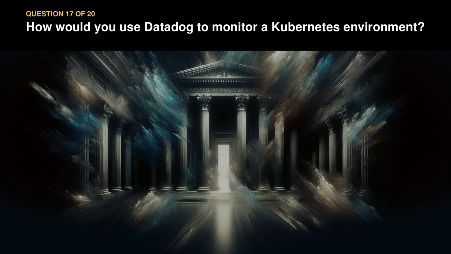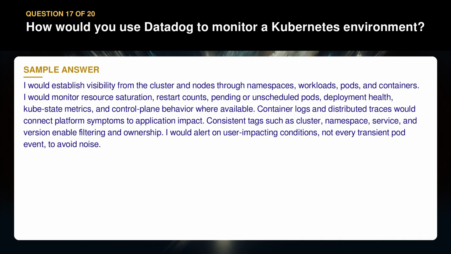Question 17. How would you use Datadog to monitor a Kubernetes environment? I would establish visibility from the cluster and nodes through namespaces, workloads, pods, and containers. I would monitor resource saturation, restart counts, pending or unscheduled pods, deployment health, kube state metrics, and control plane behavior where available. Container logs and distributed traces would connect platform symptoms to application impact. Consistent tags such as cluster, namespace, service, and version enable filtering and ownership.